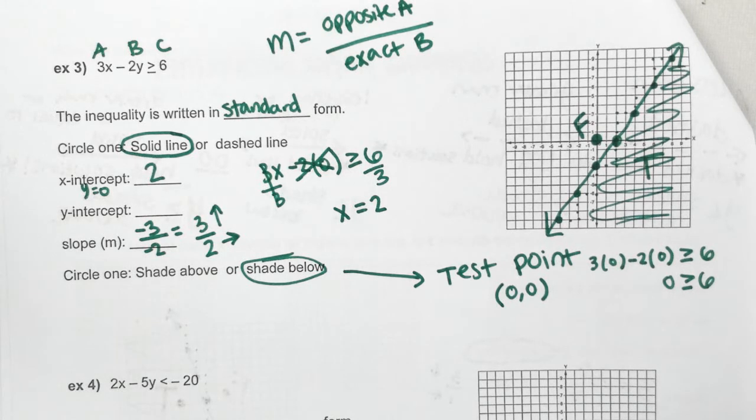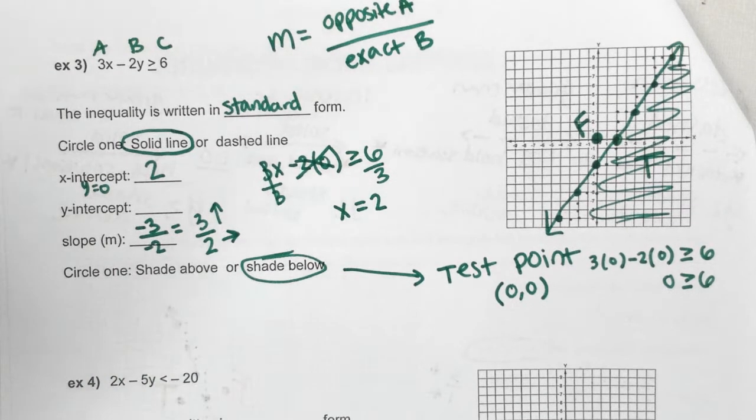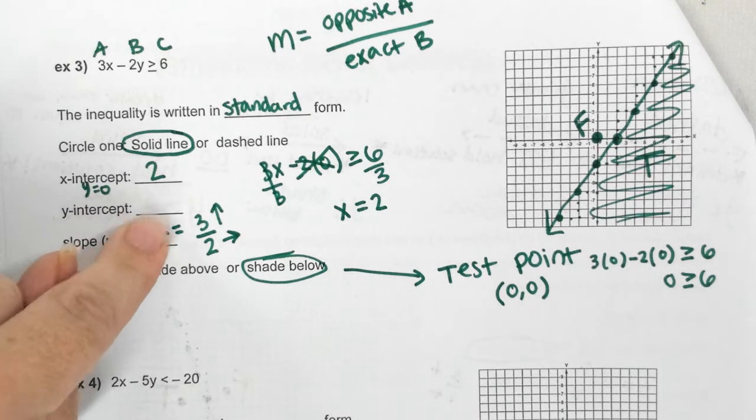Question? You have to find it. Oh, this one? We didn't find it because remember, you only need 1 point and 1 slope to graph. So since I found a pretty point with my X-intercept, I didn't worry about my Y-intercept. Does that make sense?